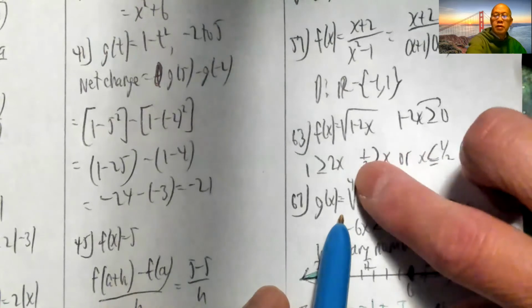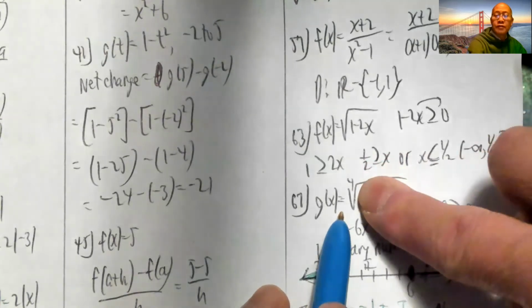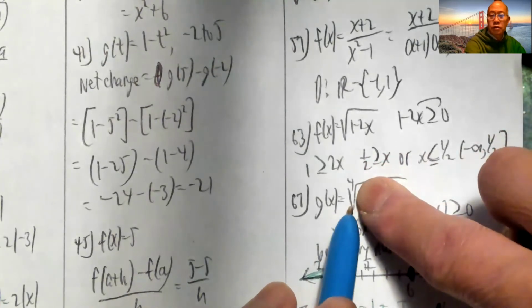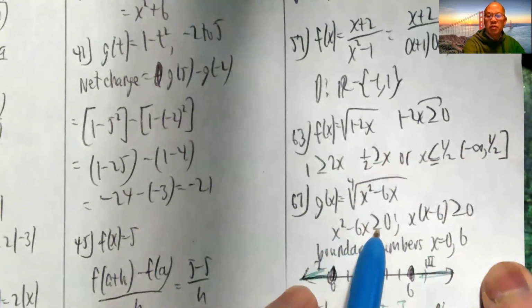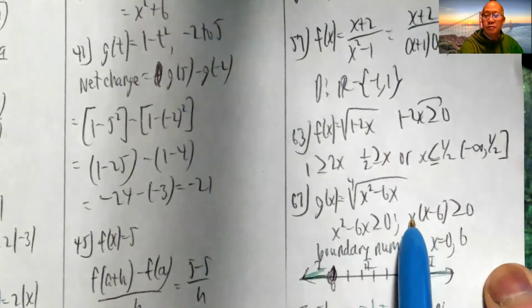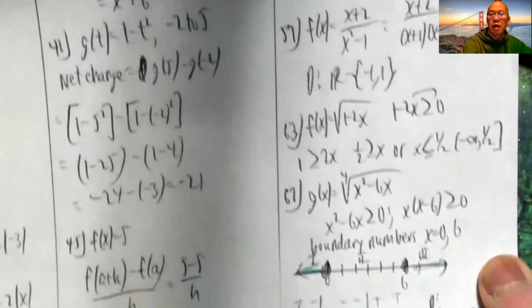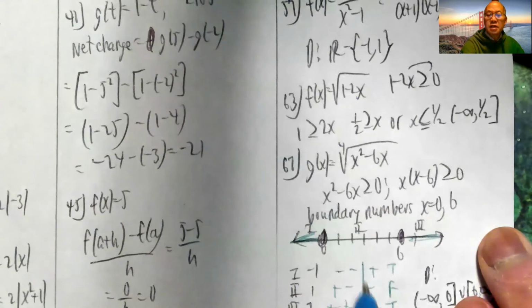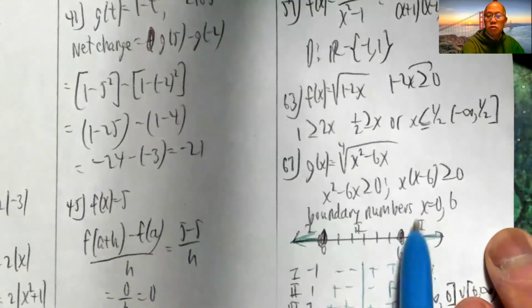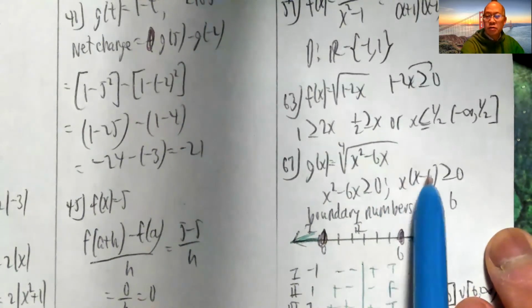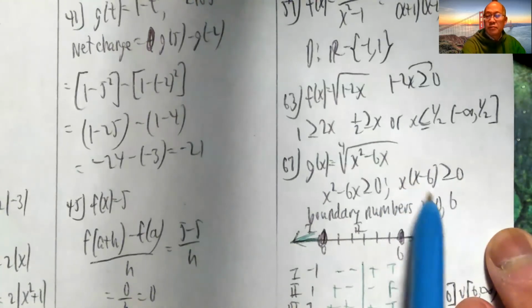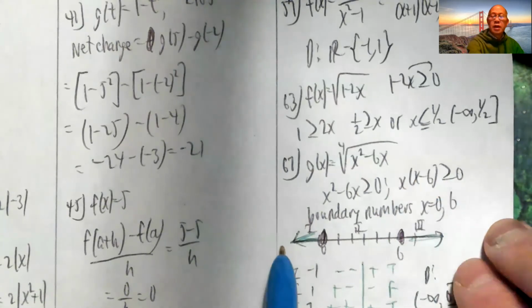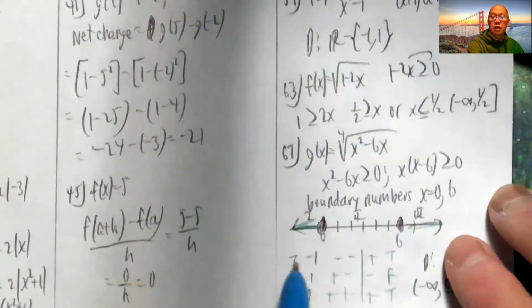67, fourth root. Same thing, I can only take the fourth root of non-negative quantities, positive or 0. So the thing behind my finger, x squared minus 6x greater than or equal to 0. Factor x times x minus 6 is greater than or equal to 0. My boundary numbers are 0 and 6. Closed circle, closed circle. If I plug in 0, I get 0 is greater than or equal to 0. And that's true. If I plug in 6, I get 6 minus 6 is 0, and 0 is greater than or equal to 0. Those are both true.